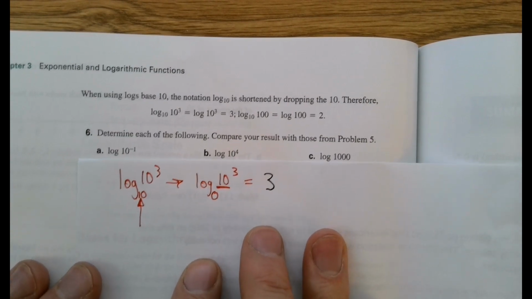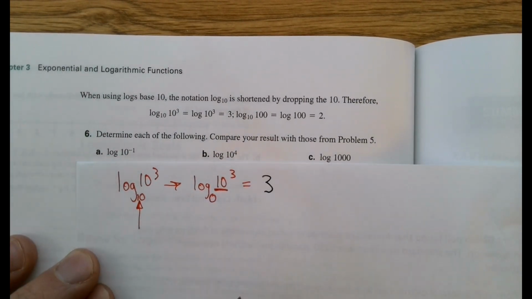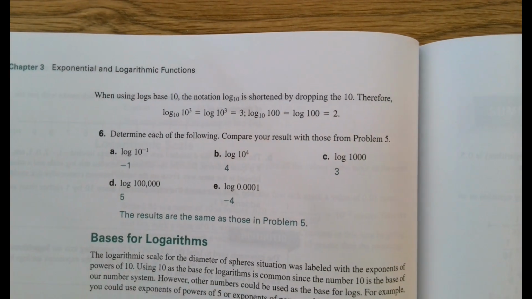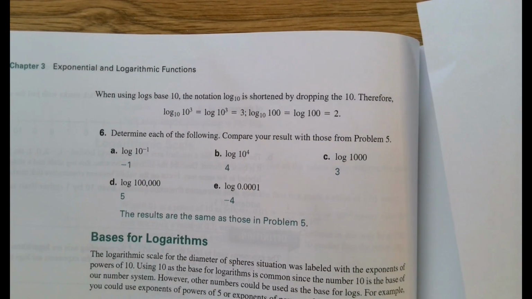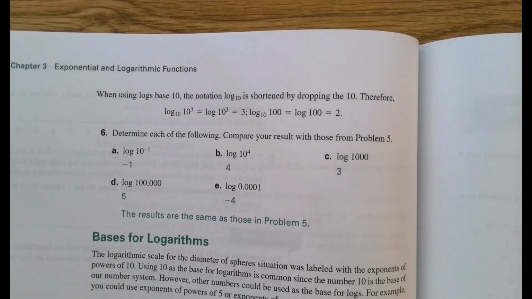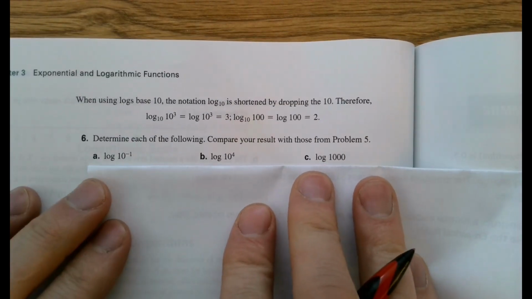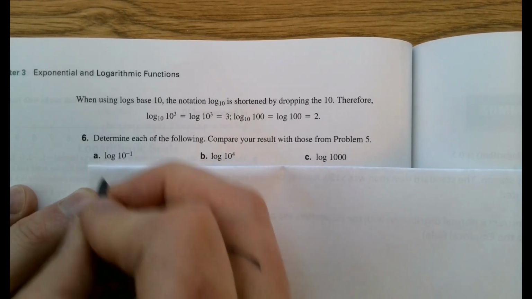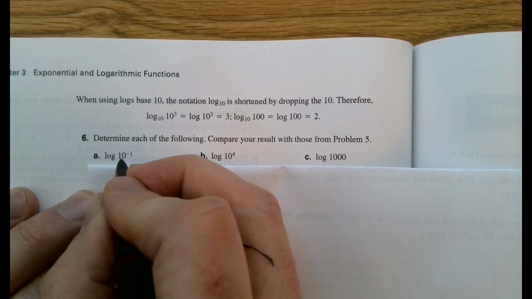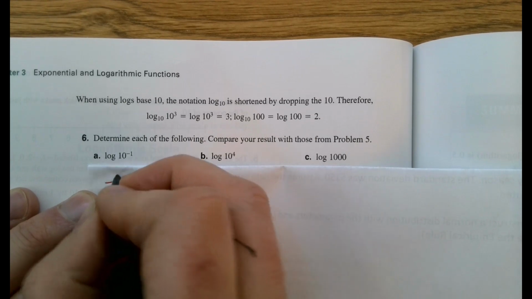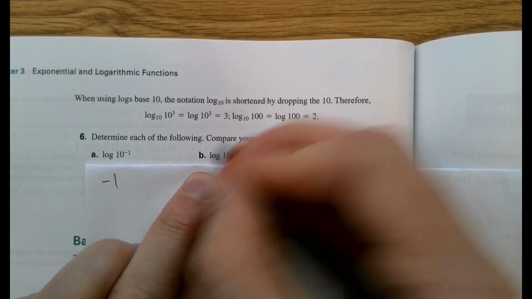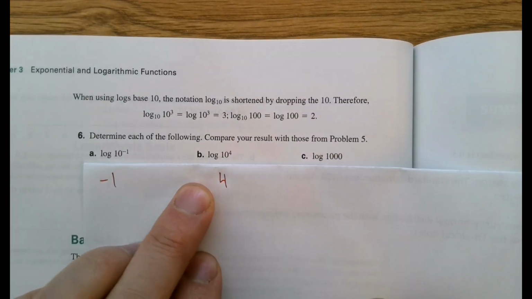All right, so let's determine the log of each of these. We kind of already did this, didn't we? That's what I was showing you. And let me be more precise, determine the common log of each of these. So common log of 10 to the negative 1. This is understood that this is log base 10 of 10 raised to the negative 1. That's just that exponent, negative 1. Common log of 10 to the fourth, that's just 4.